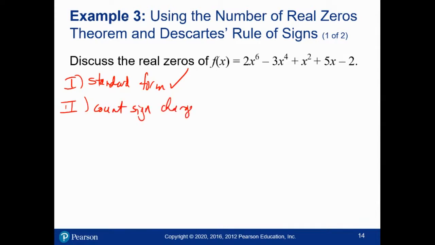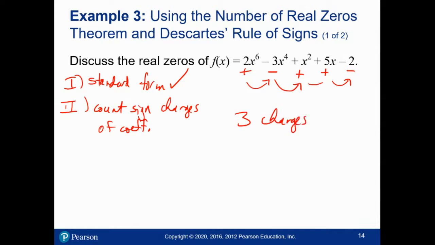And when I say sign changes, I mean of the coefficients. So this is a positive coefficient, then a negative one, then a positive one, then a positive one, then a negative one. How many times did it change? It changed once, twice, no change, 3 changes. So there were 3 changes in sign.